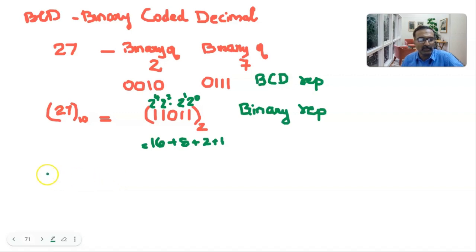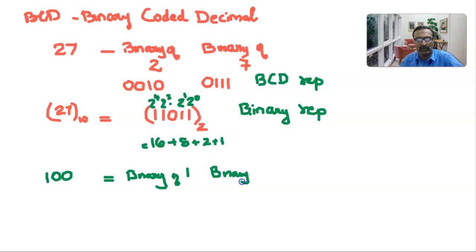Okay, so maybe 100. How can you write 100? 100 we will write as binary of 1, then we will have binary of 0, and then we will have binary of 0.